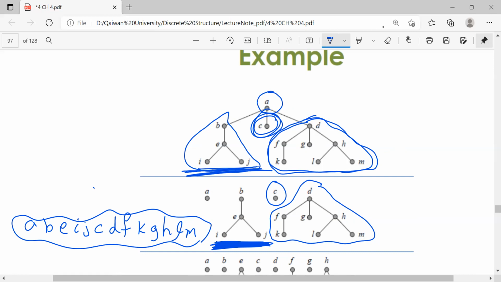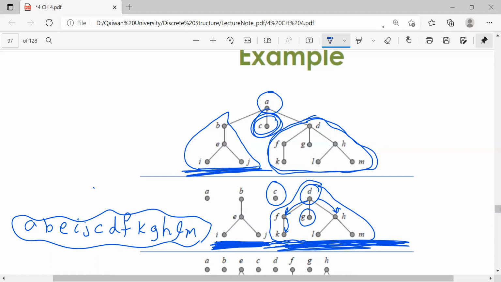We should write down C, and then the right subtree. For the right subtree, we follow the same as we did before. We first write down the root, and then the left subtree and the right subtree. Here, this subtree becomes a tree also. First, we write down the root, then the left subtree, then the middle subtree, and then the right subtree.